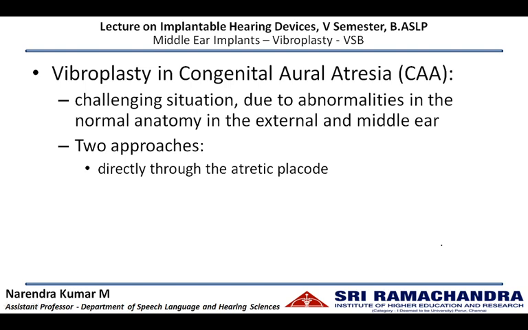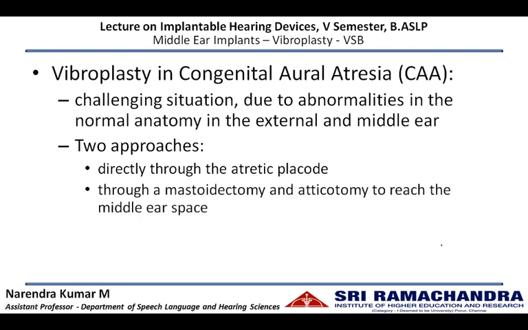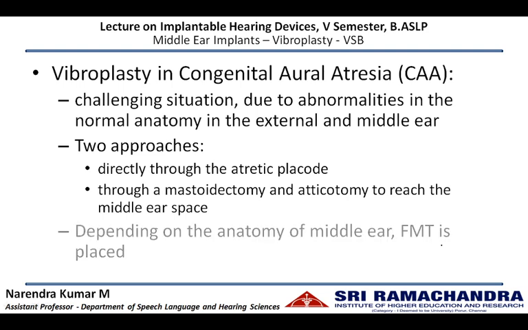The first approach is to directly drill through the atretic plate and reach the middle ear cavity. Or a mastoidectomy will be done and through an atticotomy we can reach the middle ear space. Once the middle ear space is approached, then depending on the anatomy of the middle ear, the floating mass transducer can be placed on any vibrating structure in the middle ear cavity.